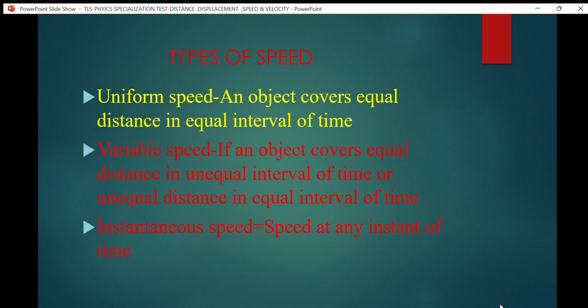The next one is instantaneous speed. Instantaneous speed is nothing but speed at any instant of time. Here what we have to understand is that the time interval is very small. So in instantaneous speed, we are considering speed at any instant of time, over a very short interval of time.